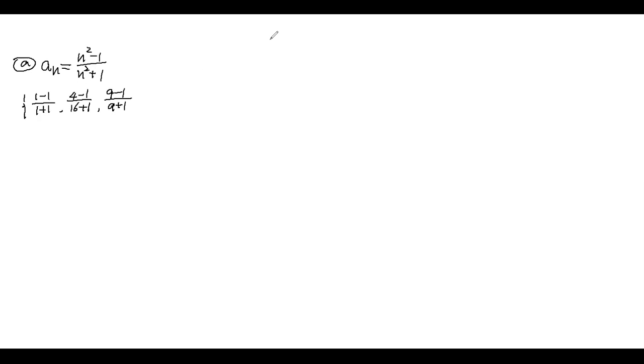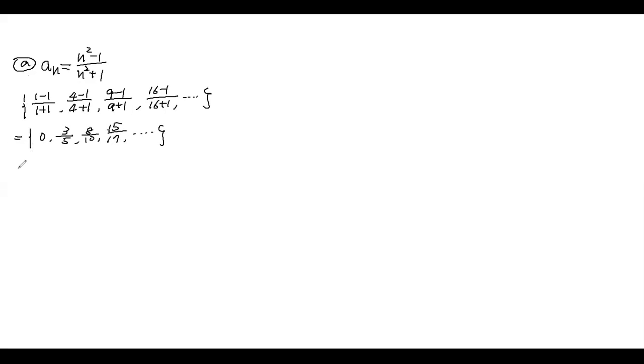Oh, I'm sorry, I made a mistake here. Two squared is four. Then for n equal to one, two, three, four, this will be 16 minus one over 16 plus one, and so on. If you simplify a little bit, this will be 0, 3/5, 8/10, and 15/17, and so on. So this will be our sequence here.